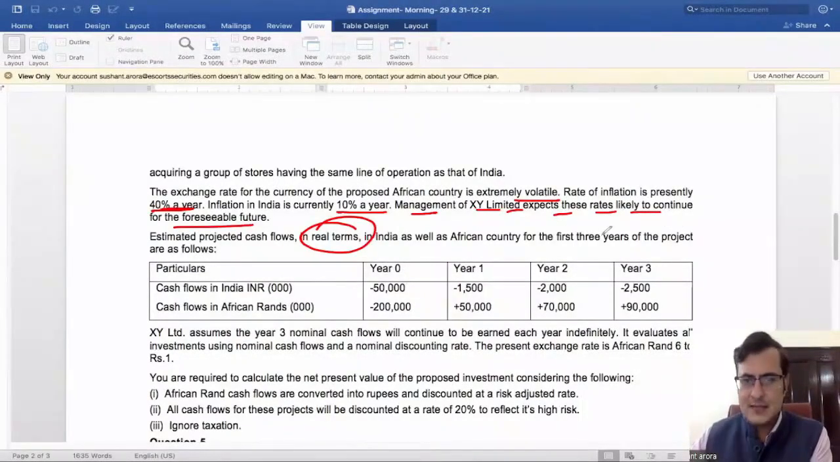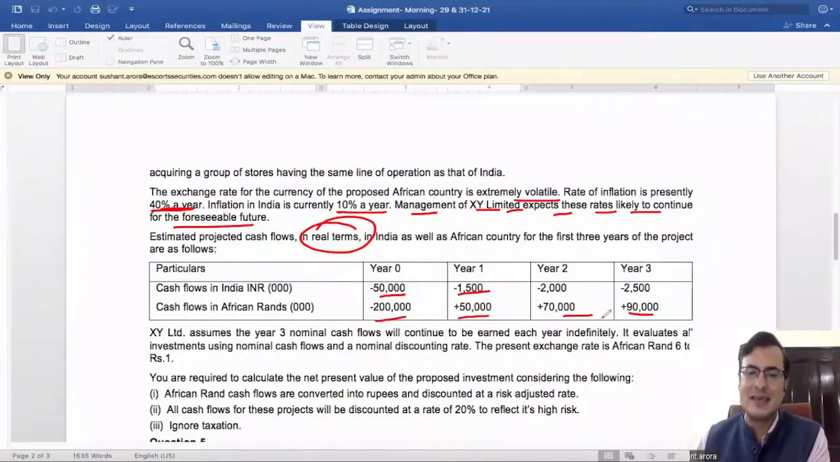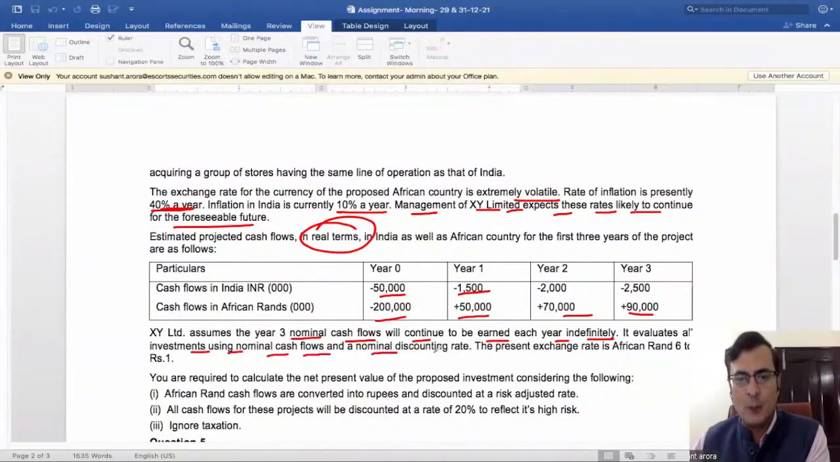As well as in the African. For the first 3 years are as follows. So you can see it clearly that currently in India they are incurring losses. But in Africa, they are expecting to have positive cash flows in the next 3 years. So XY assumes 3-year nominal cash flows will continue to be earned each year indefinitely. It evaluates all investments using nominal cash flows and a nominal discount rate.